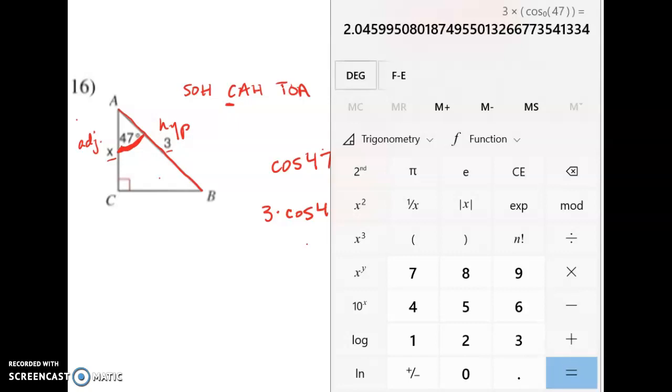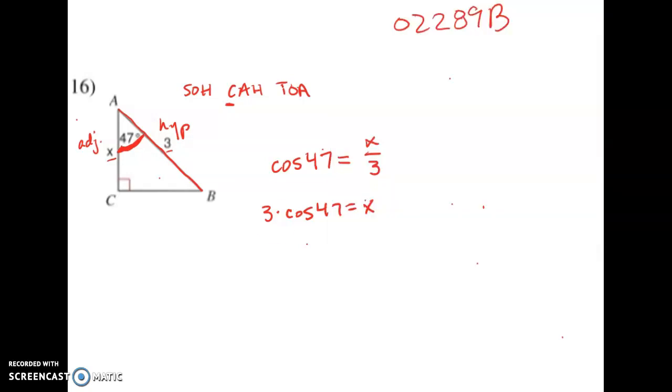So it's 2.05, it looks like. So 3 times the cosine of 47 is 2.05. It's about what that side is, and it makes sense. It's a little bit smaller than the hypotenuse, 2.05.